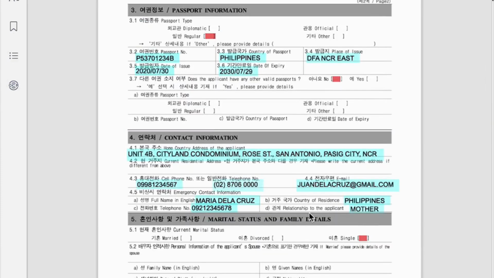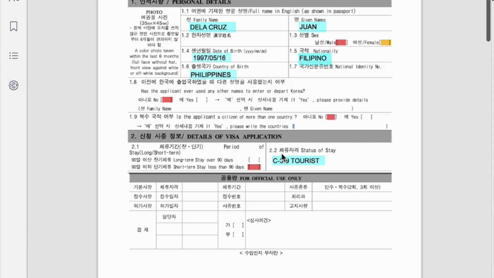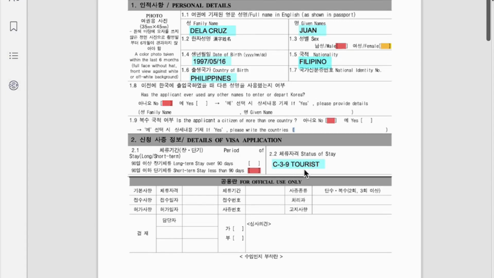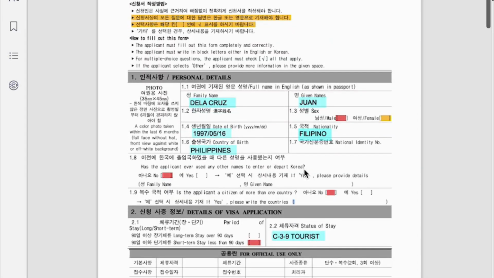And just a disclaimer, this sample form that I'm showing is applicable only if you're a C39 tourist. So C39 tourist is the category for those like me na applying for a tourist visa as an employed individual. So I'm financing my own trip because I'm employed. So yun, basically, if you're like me, then you can copy exactly how I answered this form.